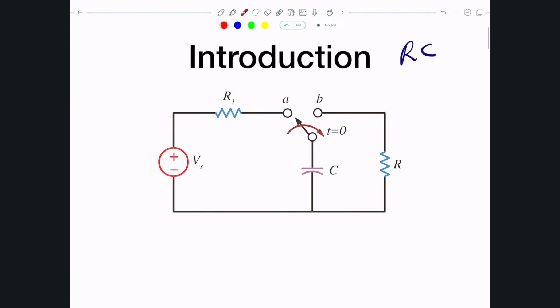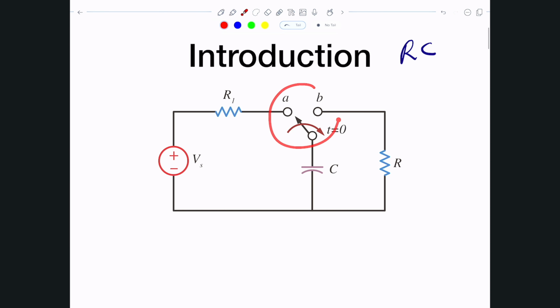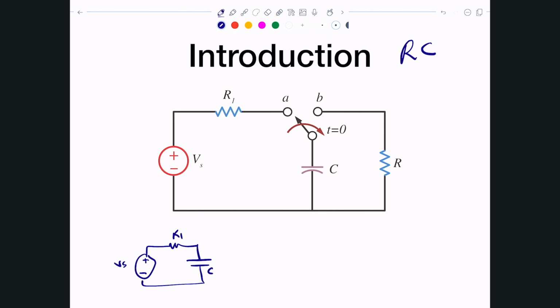This particular circuit has a switch in it, and the switch results in a couple of sub-circuits. The first one is when the switch is at A: we have a voltage source connected to this resistor R1 and then the capacitor. And we know that if the capacitor is connected to a DC source and you wait for some time, the source will charge the capacitor so that the capacitor will store some energy.